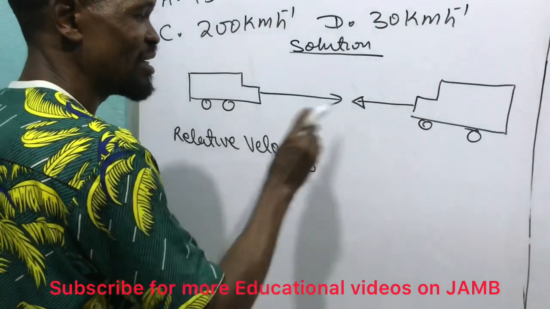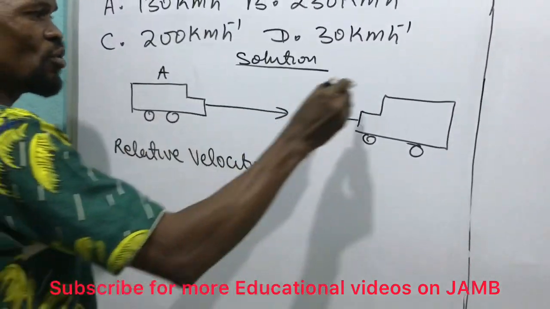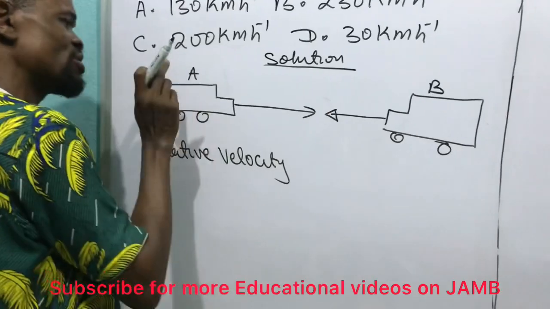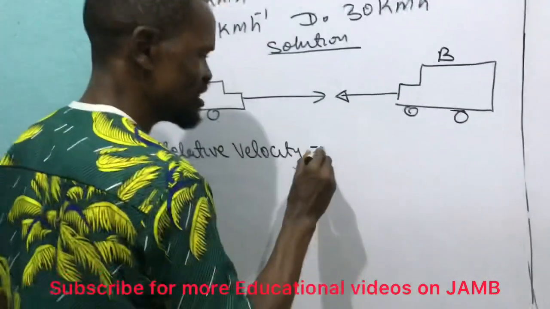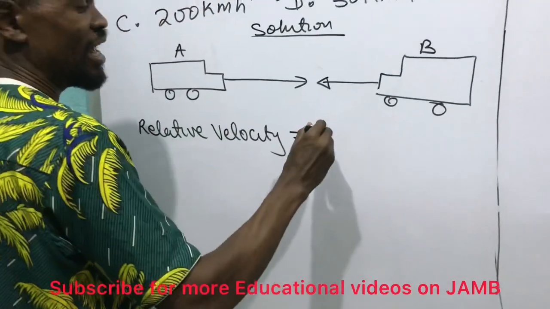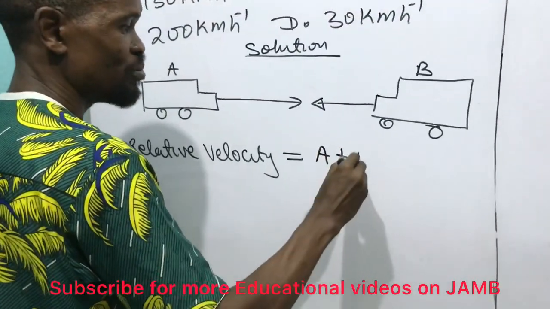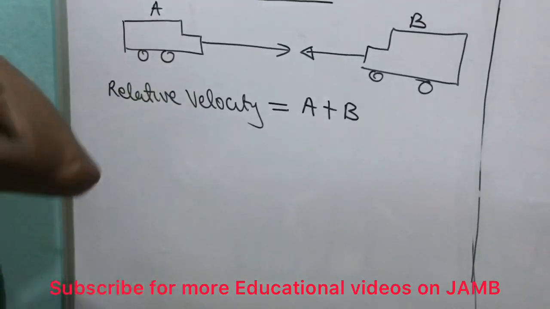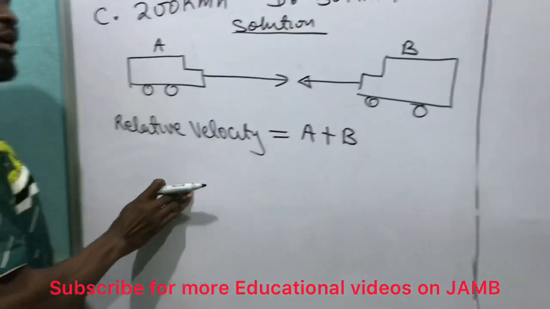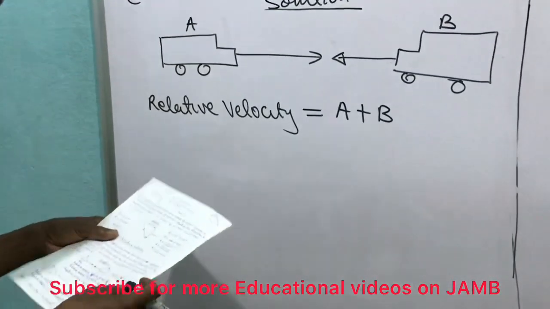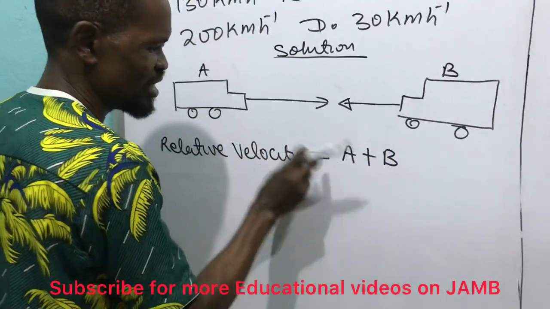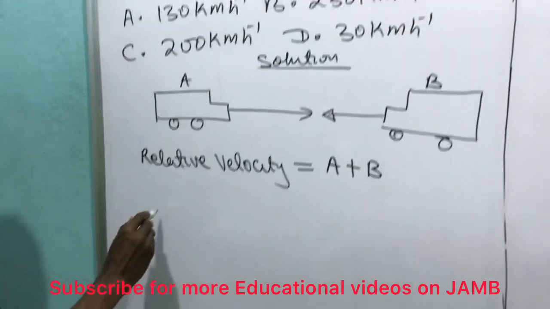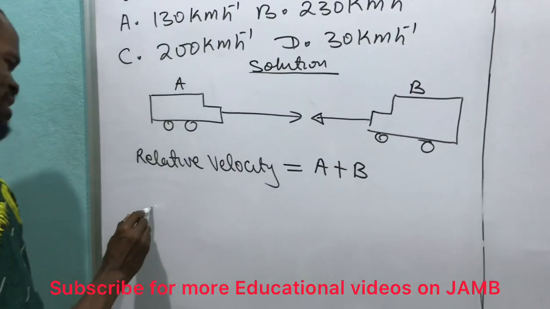We say that the relative velocity of car A to B is equal to A plus B. That is the relative velocity of A to B. Do you get what I'm saying? This is the relative velocity of A to B, and we represent it like this.